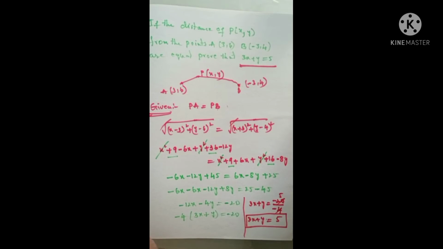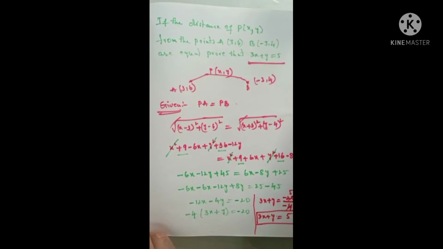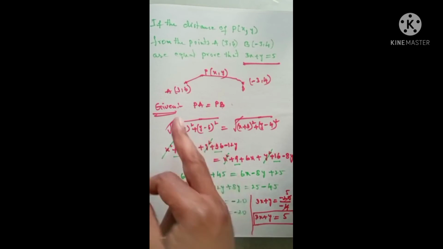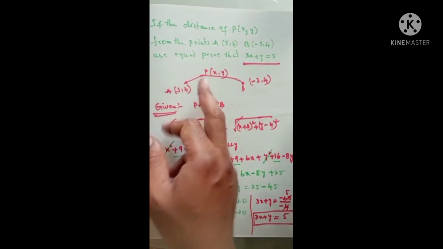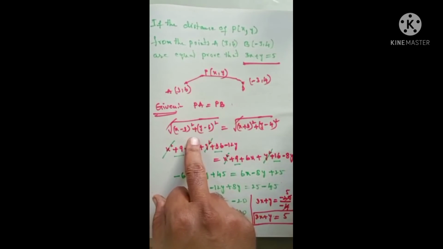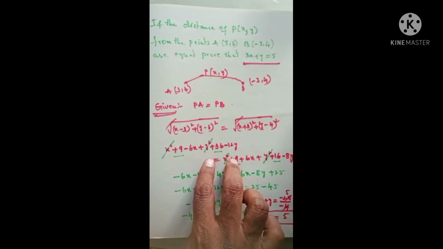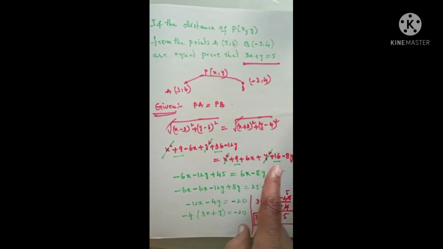So this is one of the pattern questions, beta. Be careful while solving these types of questions. Understood? So if the distance is equal, you want to make PA equal to PB, and you apply the distance formula, and you open these values by (a plus b) whole square and (a minus b) whole square, and if you cancel the equal values from LHS and RHS, you will get an equation that is 3x plus y is equal to 5.